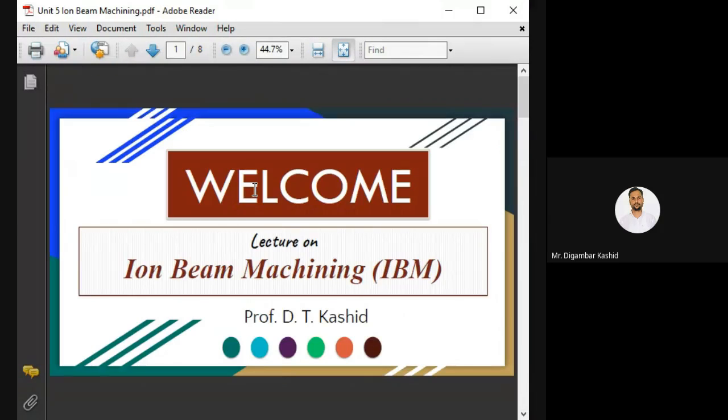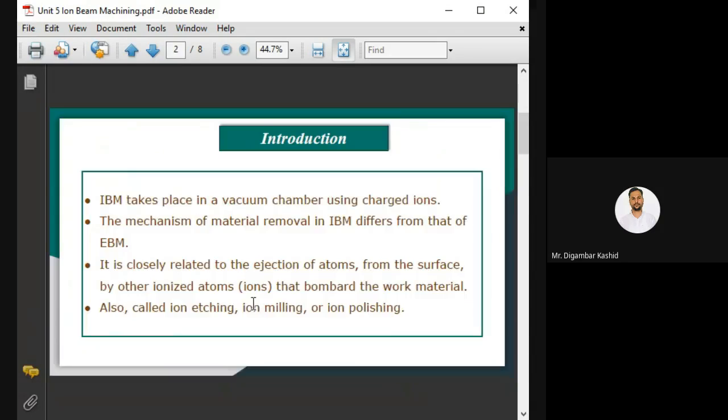This is another electrothermal or thermal energy based non-conventional, or you can call it advanced machining process, ion beam machining. As already we have discussed laser beam machining, electron beam machining, plasma arc machining, then electric discharge machining, wire cut electro discharge machining. All these are thermoelectric processes.